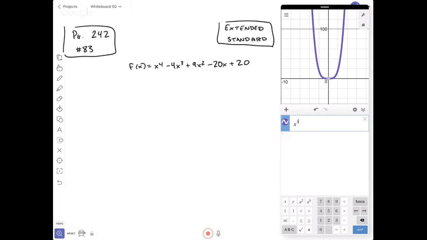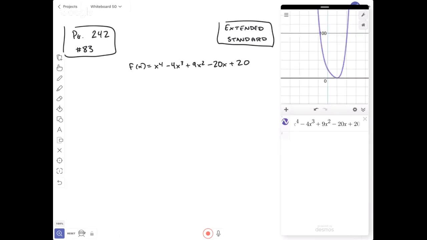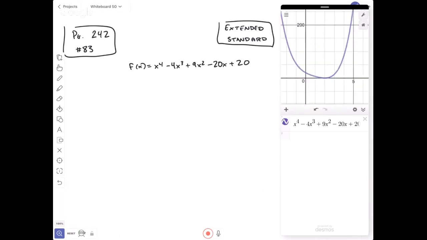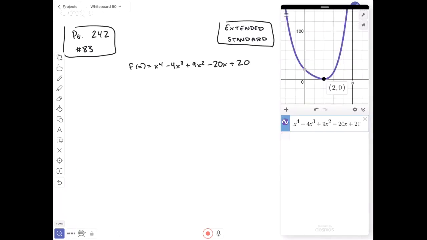x to the fourth minus 4x cubed plus 9x squared minus 20x plus 20. Okay, so we have only one real zero, it appears. When you plug in 2, you get 0. Okay, so we're going to have 3 more non-real zeros.